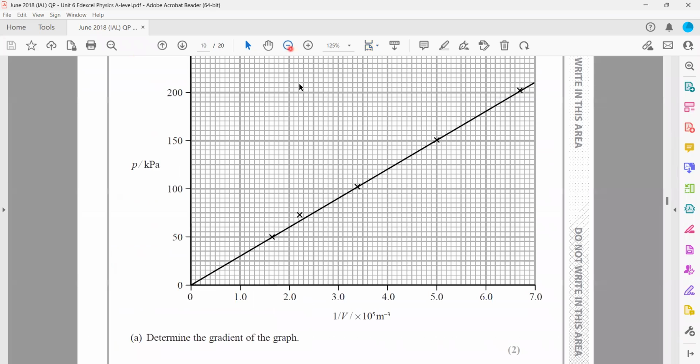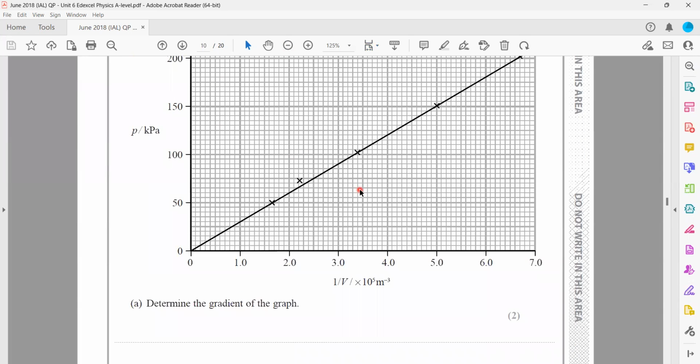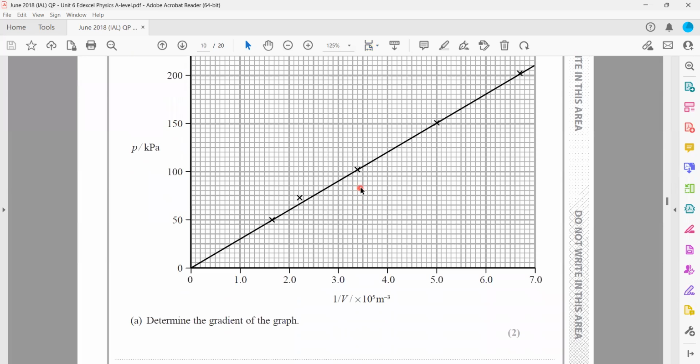So there's a graph between the pressure and volume, P and 1 over V, a straight line passing through the origin. Determine the gradient. So how to determine the gradient? You have to take any 2 points, not the points which are used to plot the graph, any other 2 points, and use the formula gradient equals y2 minus y1 over x2 minus x1. And you have to show the points which you are taking on the graph.